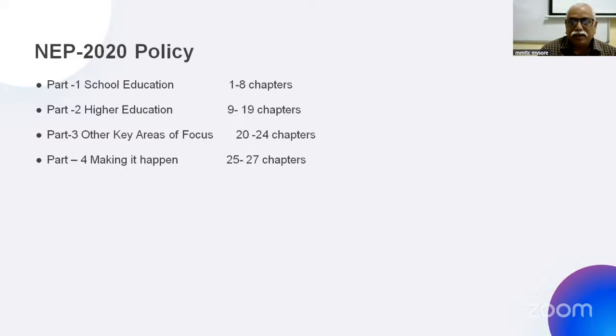Then part 3 talks about other key areas of focus. That is how school education and higher education have to work in a continuum and address the issues and challenges the student faces in school education and how they are going to be accommodated. Other areas are common to both school and higher education, like adult education, vocational education, and some others. And part 4 talks about how it happens. That is the process of implementation: how this has to be implemented and how the vision and mission of this policy 2020 needs to be addressed. These details are given under these 4 headings and themes.